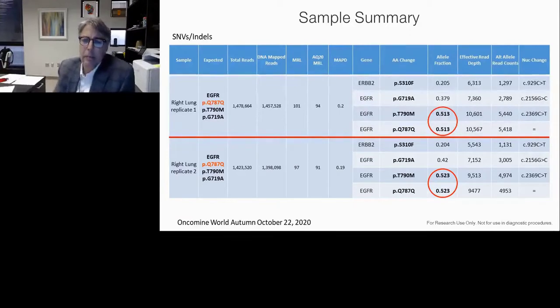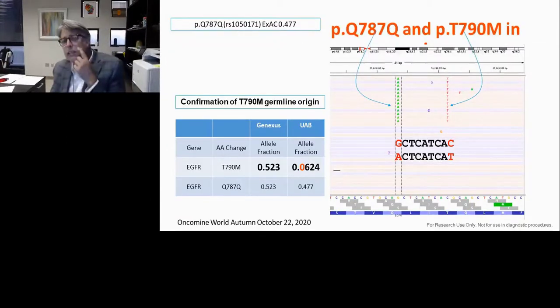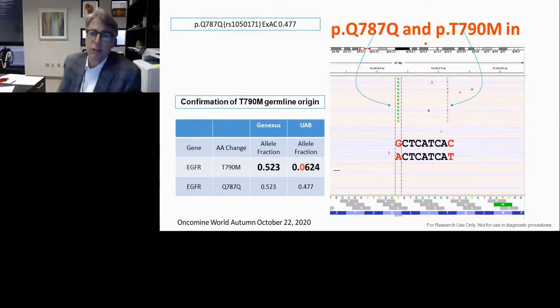We looked at the pileup of these two variants, and we can see that they're in cis with each other. That means that every read in which we detect the T790M variant also had the polymorphic variant Q787Q, which is a silent mutation. It's not a mutation, it's a polymorphism due to a single nucleotide change. On the Genexus, the variant allele frequency for these two was identical, whereas in the UAB assay, the T790M variant allele frequency was only 6%. So clearly we missed a large fraction of the mutant alleles.